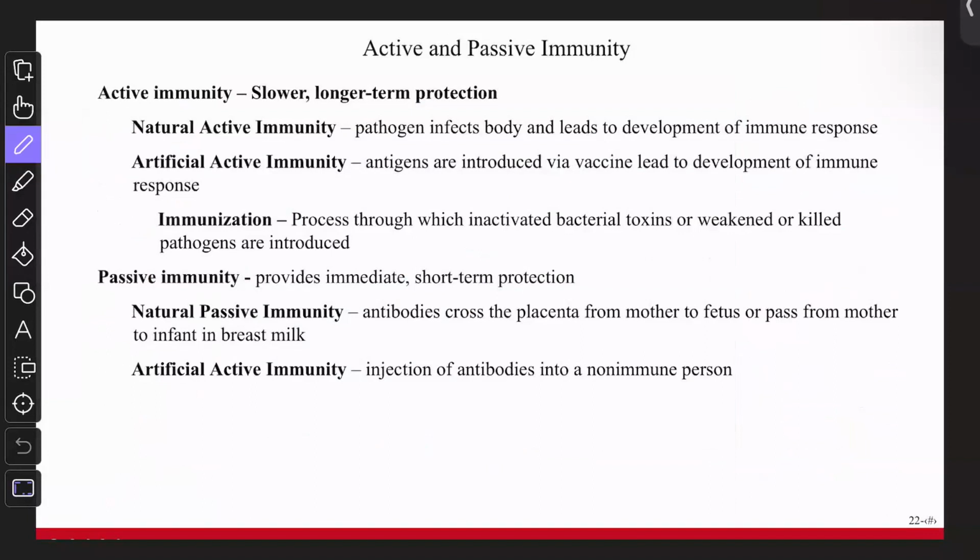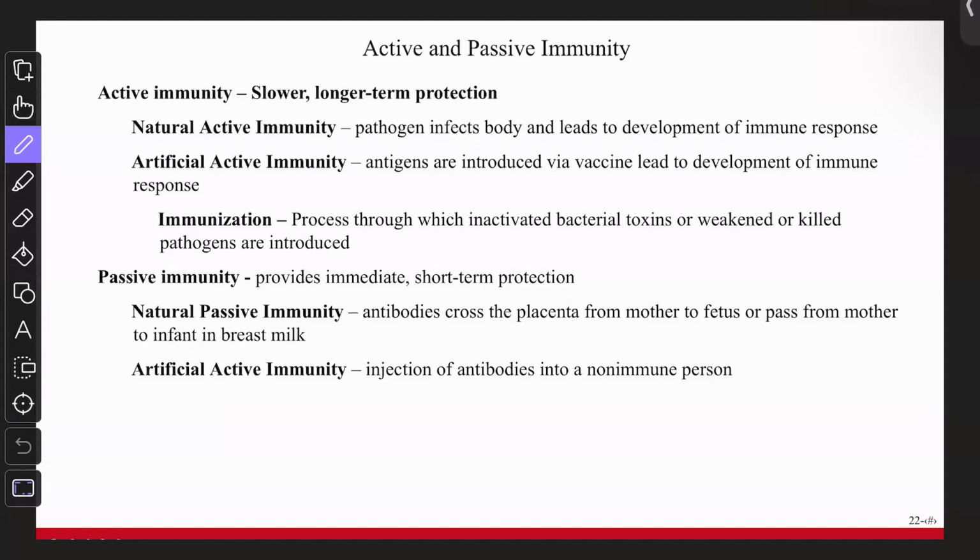Moving on to active and passive immunity. Okay, so active and passive immunity each come in two separate forms. Okay, active immunity means your body has to actively produce the defense.